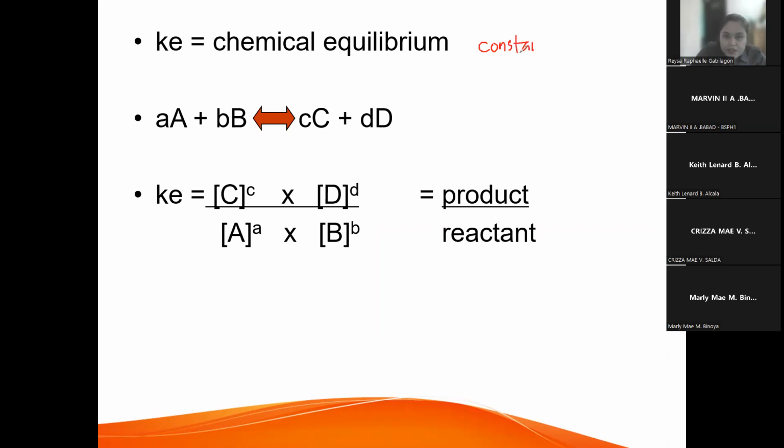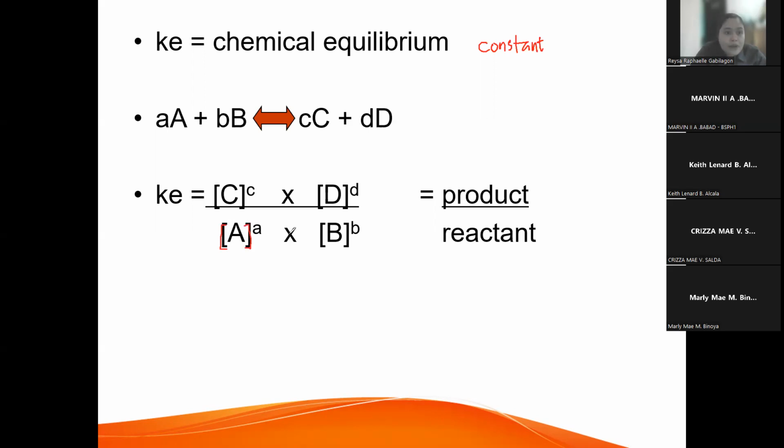Please take note of this formula. Product over the reactant. Okay? Ganyan lang siya. Product over the reactant. So if you have two products, you just have to multiply the two products and divide it sa dalawang products.